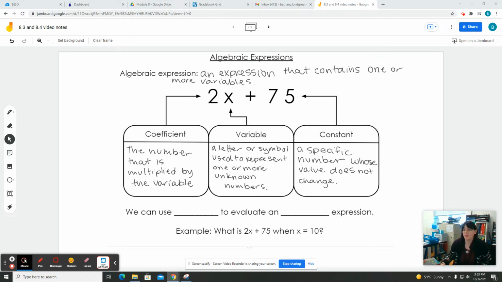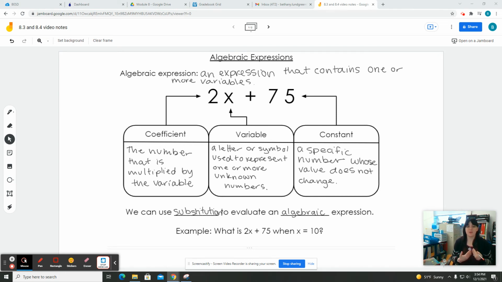Okay, now we can use something called substitution. We can use substitution to evaluate an algebraic expression. Now, 2x plus 75, we cannot evaluate that expression if we don't know what x is. We have to leave it like that because we don't know what goes into x.